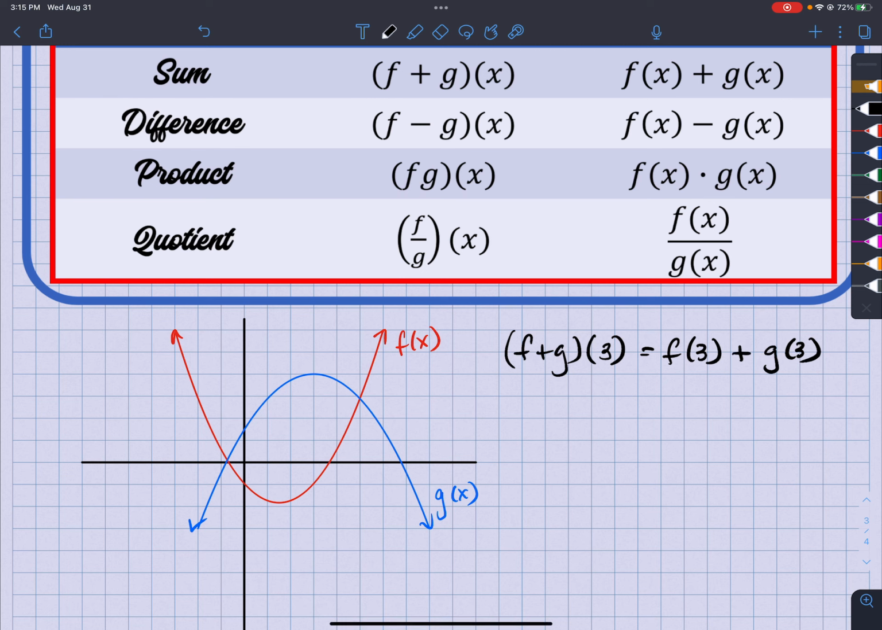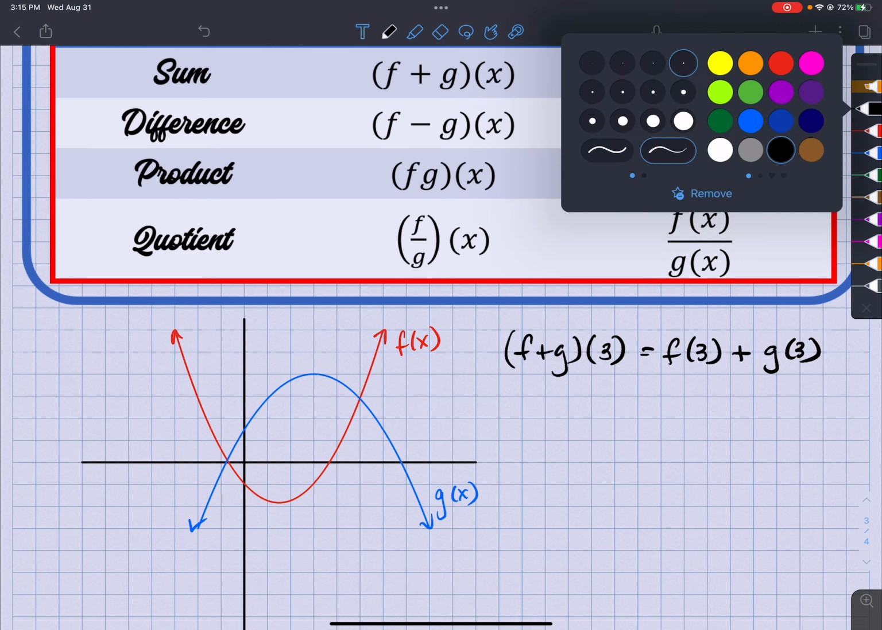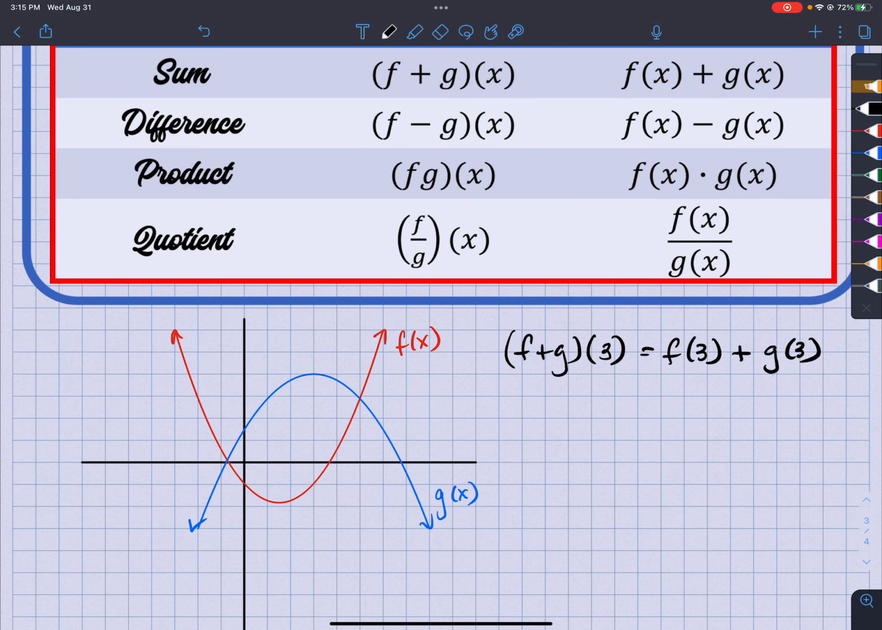So here I need to find 3. 3 is my x value. So here's my 3, my x value. So what's my y value? Well, it hits the red line right here. So my f of 3 is -1. And my g of 3, well, it hits the blue line right here, and that y value is 4.